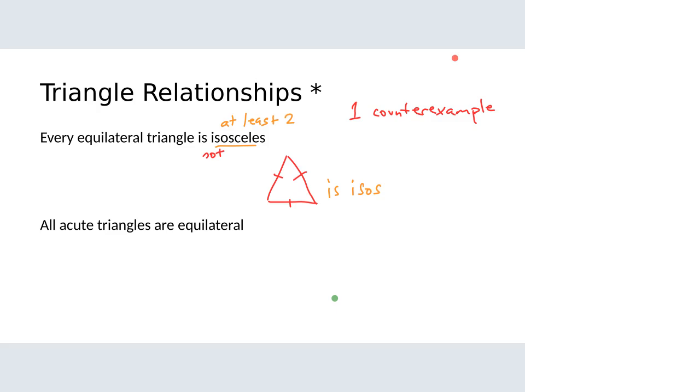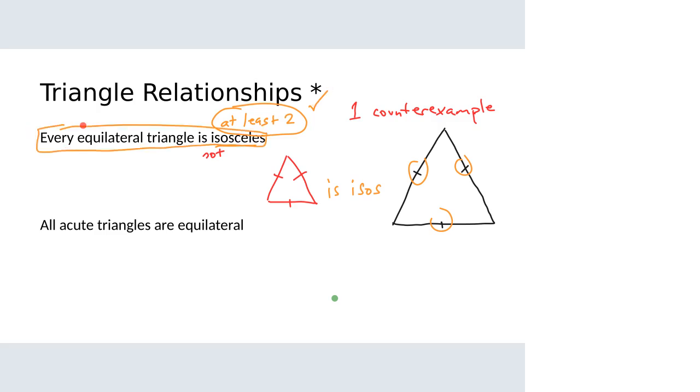All right, well, let me try this again. Let me draw a bigger equilateral triangle and see if it still works. So equilateral triangle means all 3 sides are the same length. Now let's see, isosceles means at least 2 sides the same. Well, every time I draw an equilateral triangle, all 3 sides are going to be the same. That means at least 2 are going to be the same. So every time I draw an equilateral triangle, it's going to be isosceles. So the statement, every equilateral triangle is isosceles, sure enough, that's true.